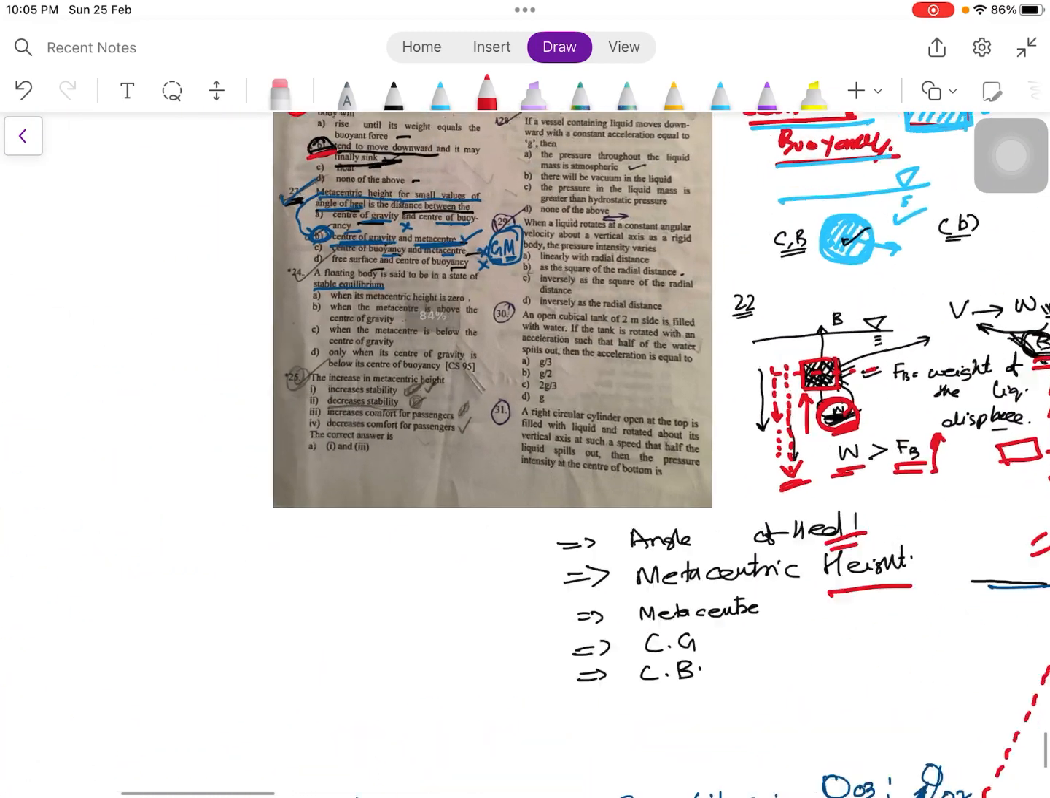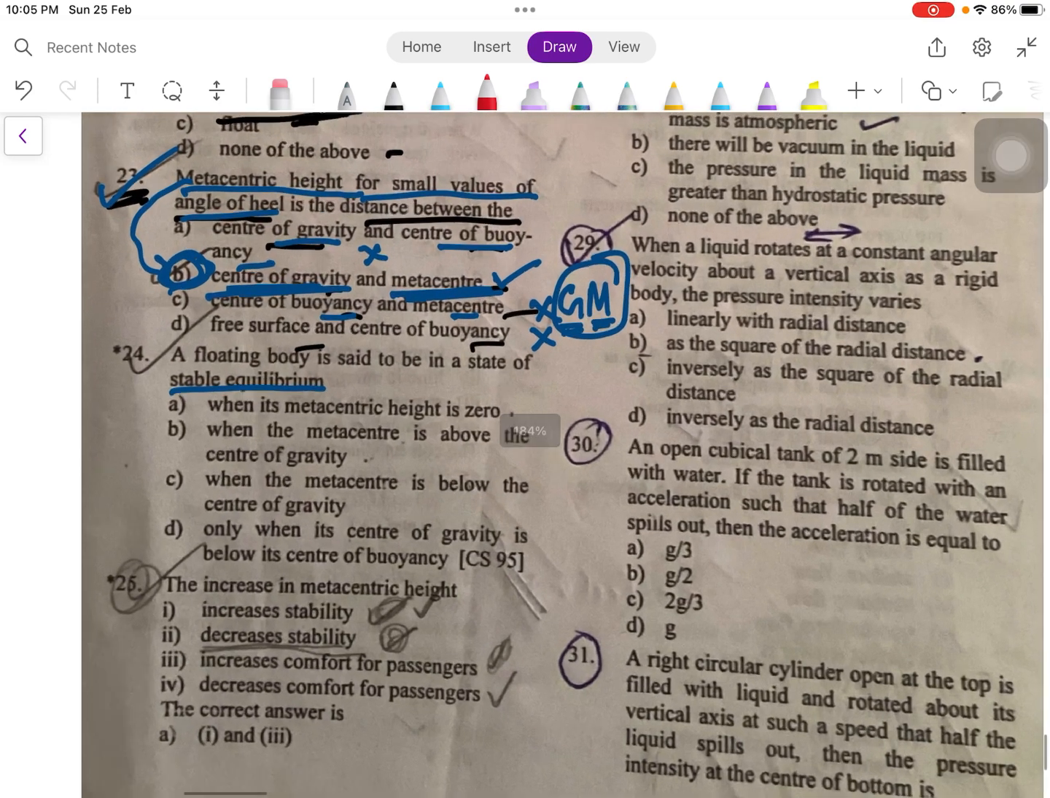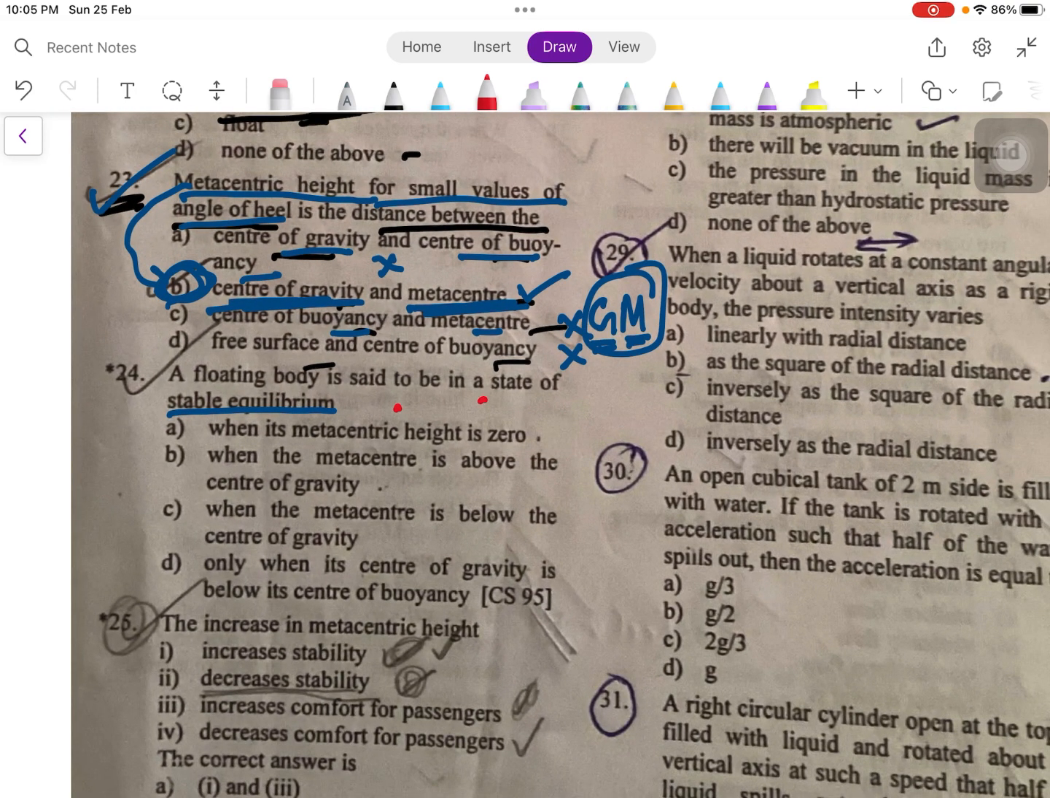Now let us go back to the question. The question says a floating body is said to be in a state of stable equilibrium. So stable equilibrium, M above G. Is that when its metacentric height is 0? No, this is a neutral equilibrium. When the metacenter is above the center of gravity? Yes, this should be the answer to this question. Option C is when the metacenter is below the center of gravity. No, this is an unstable equilibrium.